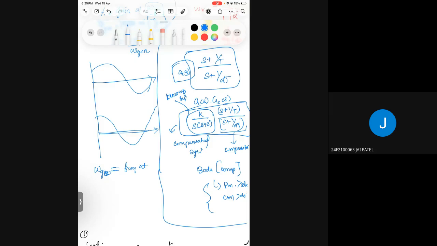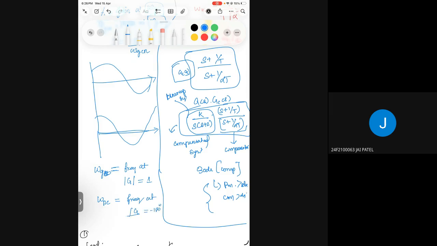Okay, frequency at which magnitude of G is equal to 1. Is it right? So then comes the phase crossover frequency, which is the frequency at which the phase of G will be equal to minus 180 degree. Clear?